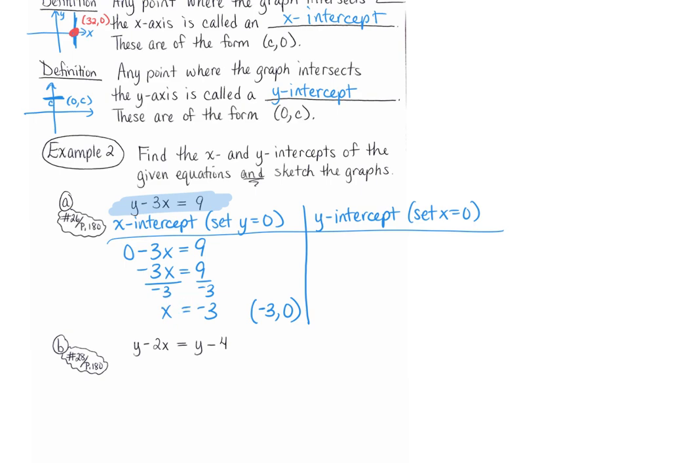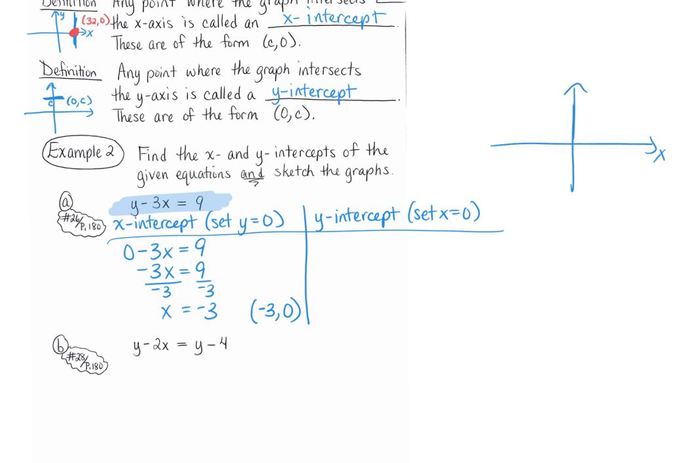So let's recap. Are we okay that we put 0 in for y? That gave us 0 minus 3x equals 9, which gave us negative 3x equals 9. Then we divided both sides by negative 3 because we wanted to solve for x. So we get x equals negative 3. Then remember our ordered pair, our new word, x-intercept, is given by negative 3 comma 0, because we found x was negative 3 and we know y is 0. Does that make sense? If you want to go ahead and plot that, you can do that.